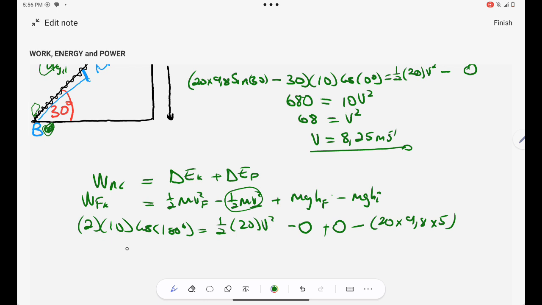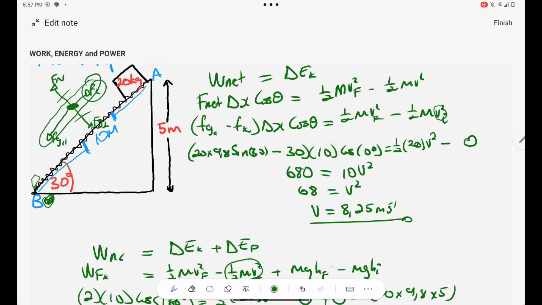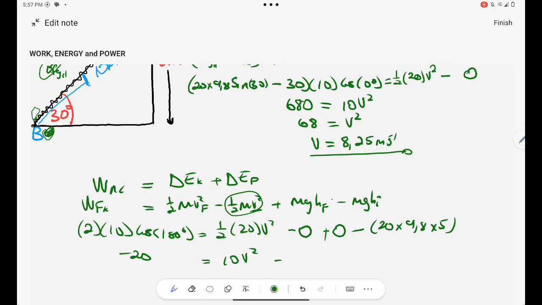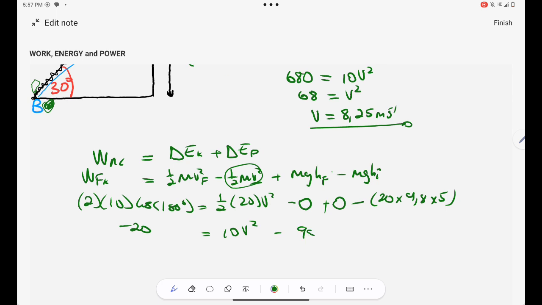On the left hand side, I'll simply have a negative 20. That's 10 v squared minus 20 times 9.8 times 5. What do we get? We simply get 980.